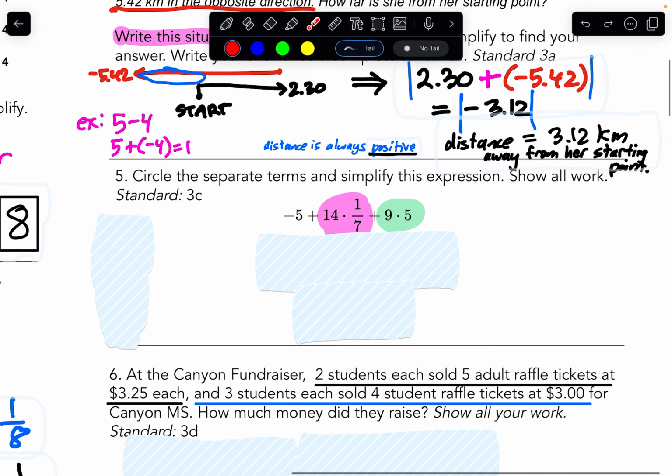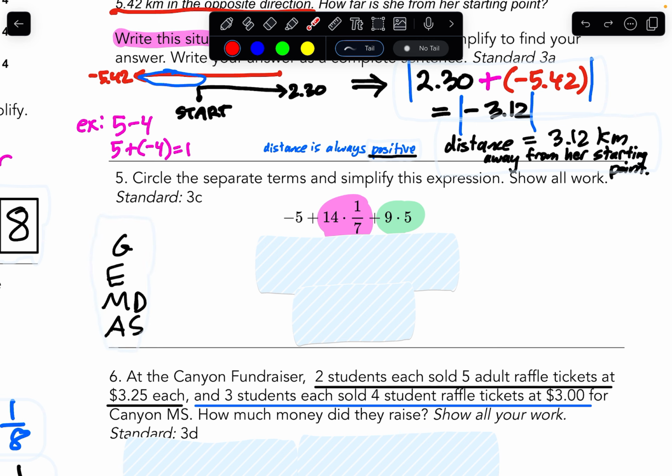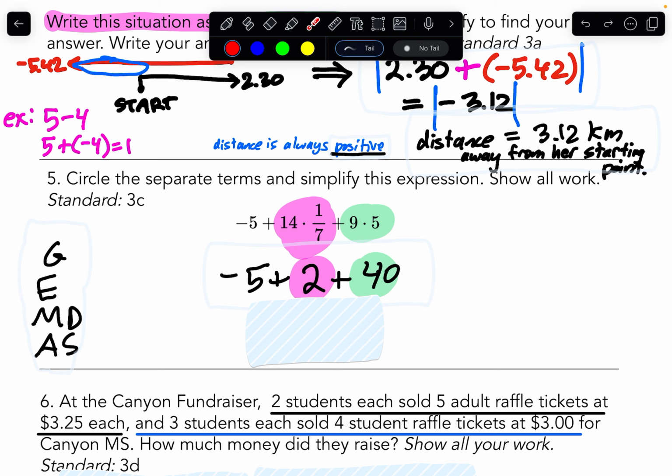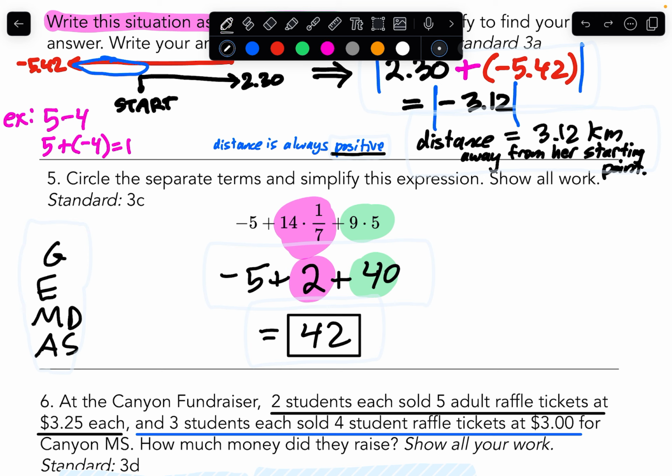Here we go, number 5. Number 5 is going to be a GEMDAS problem. GEMDAS means we're gonna need to use the order of operations. So what goes first, addition or multiplication? According to this, multiplication goes before addition. So if we did this correctly, we'll get 14 times 1/7 is 2. 9 times 5 is 40. And after we do that, we can go ahead and add up all of those numbers. So the correct answer for number 5 was 42. Remember, this is for version 1.